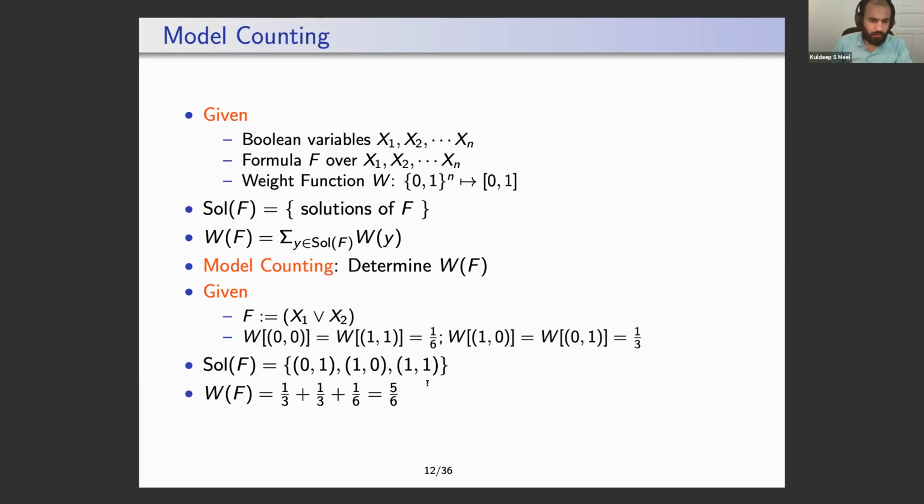Okay, so I hope the problem is clear. I give you this formula x1 or x2. I ask how many solutions are there? 3. What is the weight of this formula? 5/6. So this is precisely the problem of counting that we are interested in.